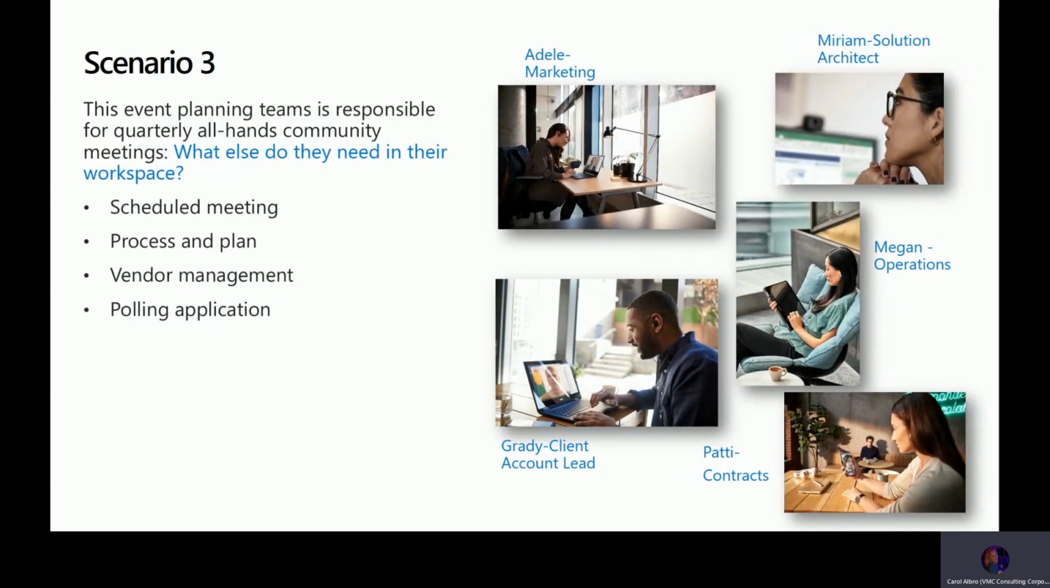And then finally, in scenario three, they had a scheduled meeting, right? This was the event planning folks that all lived in the same place. They had a scheduled meeting. They had a process and a plan for current and future. They probably needed something to really manage those vendors, and they had a polling application, but they could probably add a link to source new and catchy polling questions, maybe trivia type stuff or something along those lines. So they could probably use some source information and connectors.